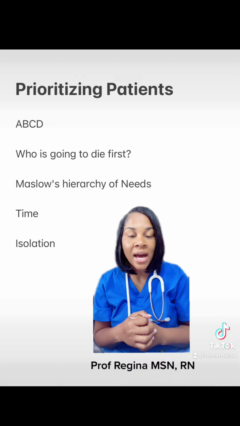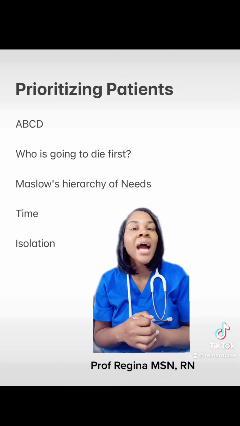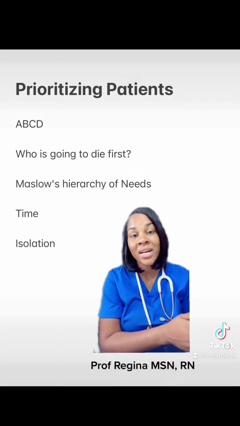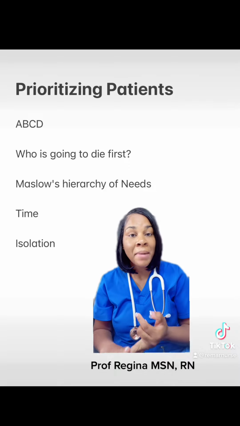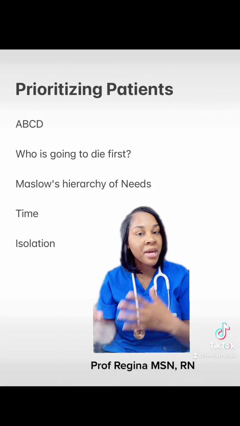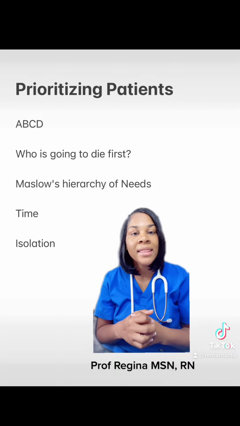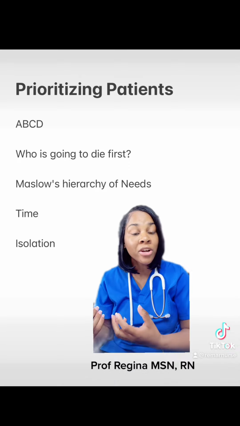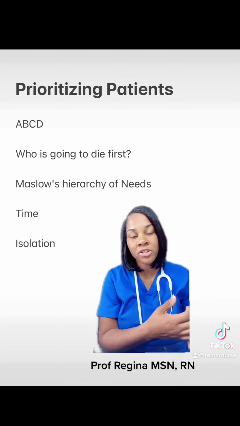The fourth way is time, meaning that if a person has a timed procedure in comparison to a person that doesn't, and that could be a surgery or a medication, you want to see that patient first. And then also isolation. If I have a patient that is on universal precautions and another patient that is on contact precautions, I need to see the patient who is essentially cleaner than the patient who has an infectious disease.